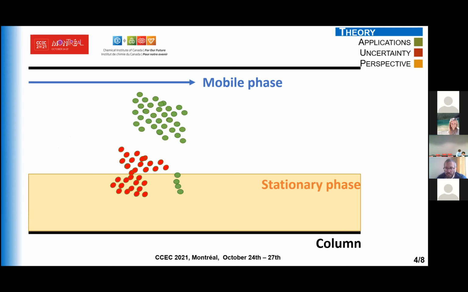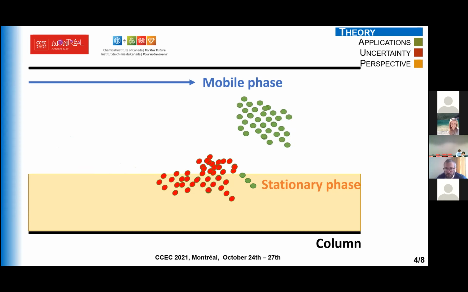diffusion of the analytes is reduced compared to the gas phase. The time at which the peak reaches its maximum is called the retention time. And after some time, you see that the green analyte is less retained, so it exits first. And then after some more time, the red one will also produce its peak.